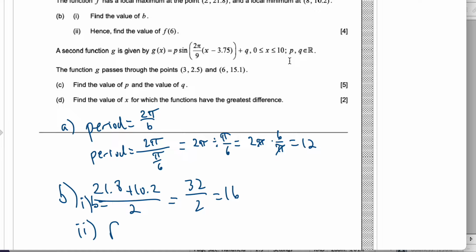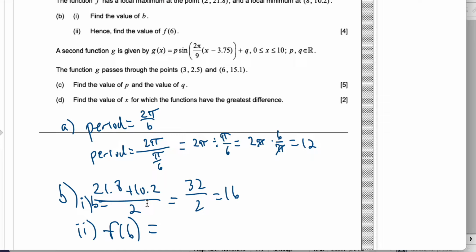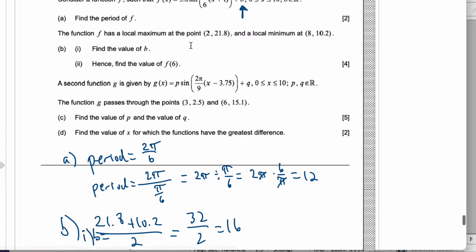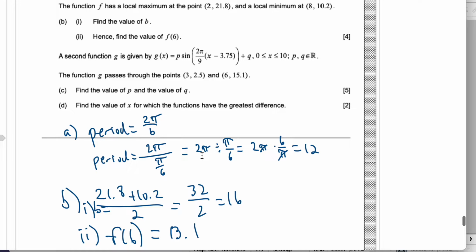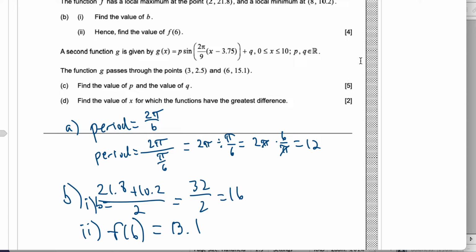I mean, you could show that work of substituting 6 in, but I'm just going to go straight to the answer here, which is 13.1. If you want the method mark, you should substitute 6 into this value and show that step on your paper. Because if you make a silly mistake after that point, then you'll likely lose 2 marks, which I assume is what this part of the question's out of.